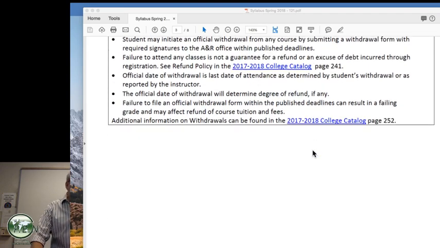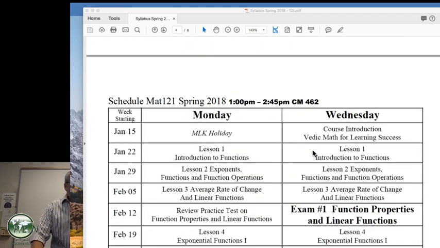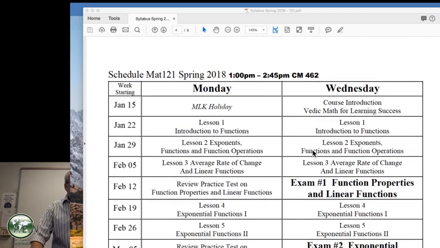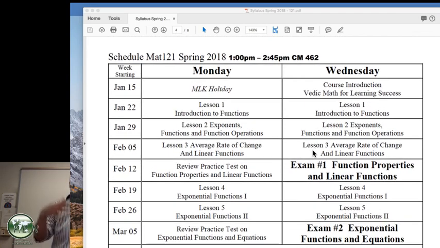Okay, there's policies on withdrawal. And then this is really the last page. If you go online, there's a little bit more to the syllabus, but most of that is information that the college provides for us. It's about various services and stuff, and you're welcome to pull that up and look at it. I only print up to here. So this will form sort of the basis of our course.